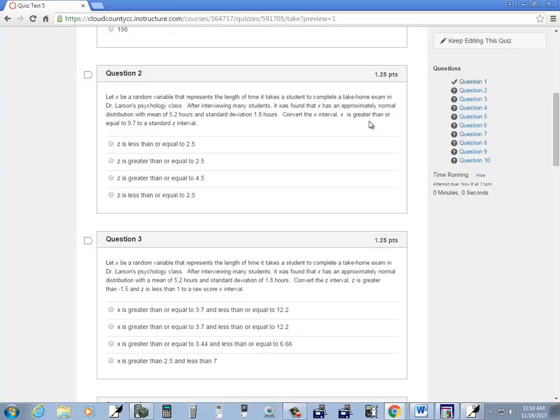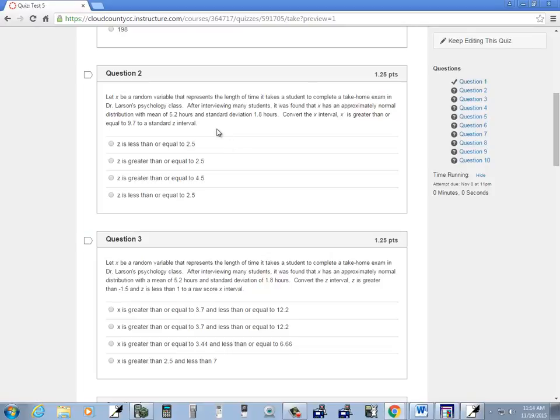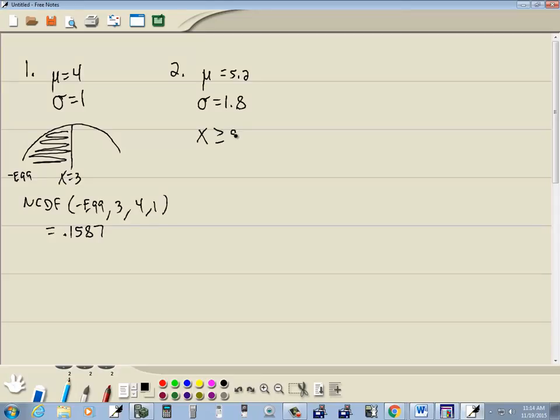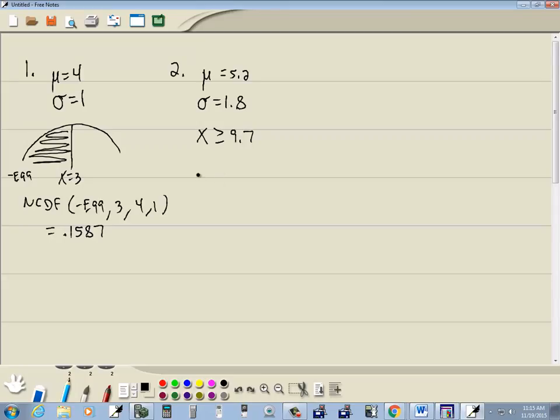Convert the initial x interval, x is greater than or equal to 9.7, to a standard z interval. Well, our formula is z is equal to x minus mu over sigma. So we're going to plug in x, which is 9.7, minus mu, which is 5.2, divided by sigma, which is 1.8.